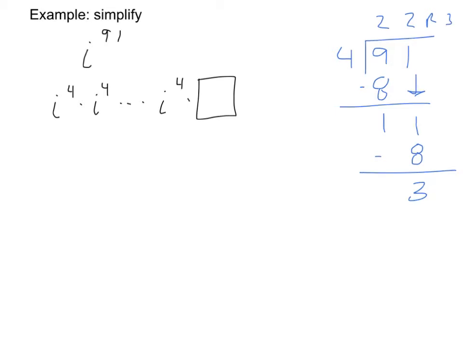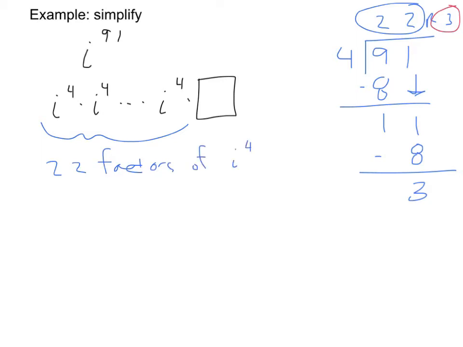So the big question is, what do these numbers represent? What does the 22 represent, and what does the 3 represent? The 22 represents that I have 22 factors of i to the fourth. And the remainder of 3 represents that after those 22 factors of i to the fourth, I have i cubed left at the end. In some sense, there will be 88 i's here, that's 22 times 4, and there will be an i cubed left at the end. What we can do from that is write this as i to the fourth to the 22nd power. There are 22 factors of i to the fourth, and then there's this lone i cubed on the end.